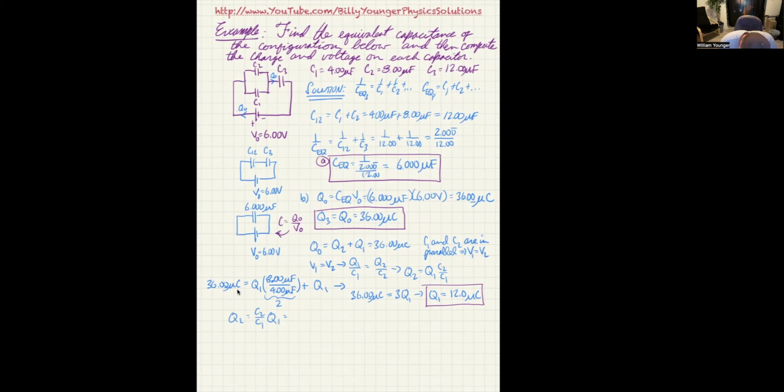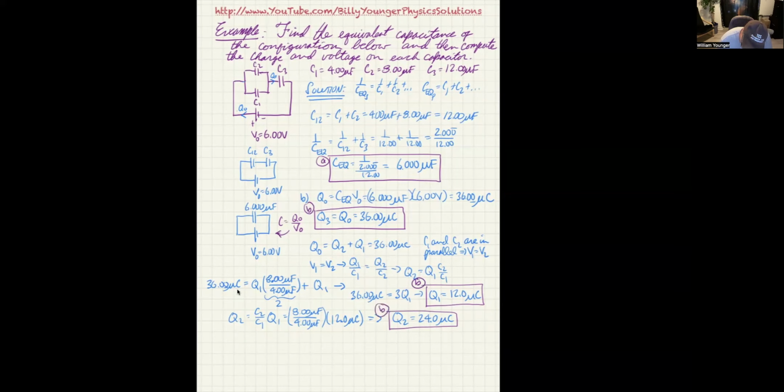Of course, we also found that C2 was 8.00 microfarads and C1 was 4.00 microfarads. Those two cancel out to just give you 2, and then this is 12.0 microcoulombs for Q1. So this is basically giving us that Q2 is equal to 24.0 microcoulombs. So we now have the charges on all the individual capacitances, and now all we need is the voltages. I'm going to call this part B, even though I didn't, strictly speaking, call it B before.